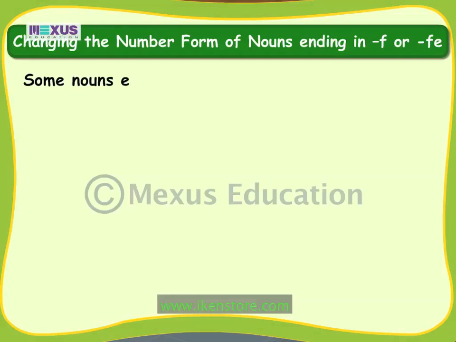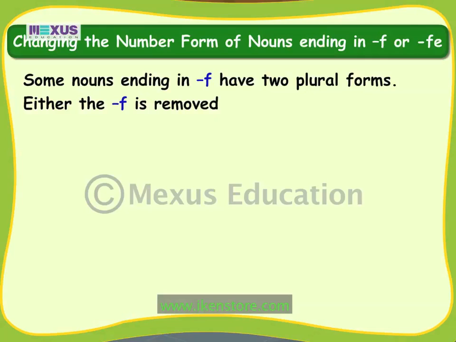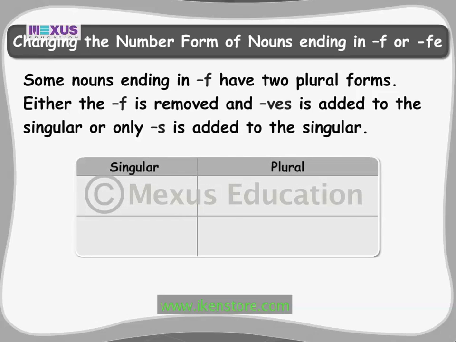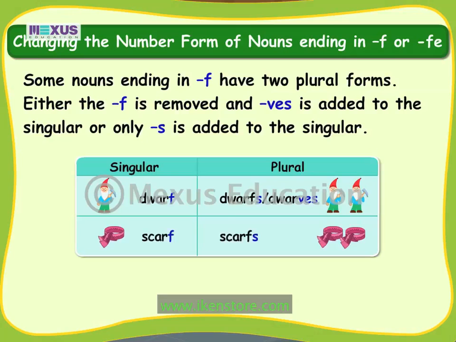Some nouns ending in F have two plural forms. Either the F is removed and VES is added to the singular noun, or only S is added to the singular noun. For example, dwarf and dwarfs, or dwarves, and scarf and scarfs, or scarves.